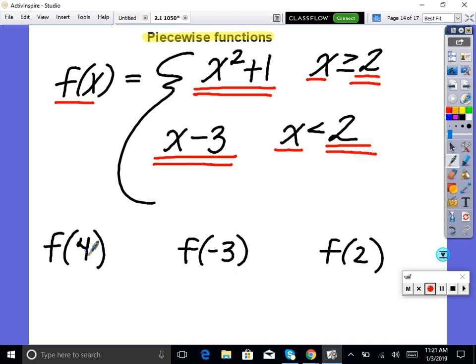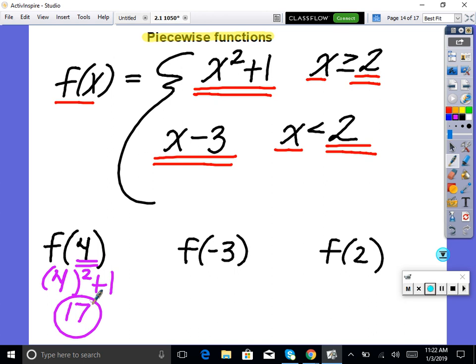So which one would I plug in? If I said find f of 4, you don't just plug it into both. No. 4 is greater than 2. Do you agree? So it would be plugged into the top one. Do you guys see? Because it says do the quadratic for any x that is greater than or equal to 2. So you'd plug it into the top one. So you'd be doing 4 squared plus 1, so that would be 17.